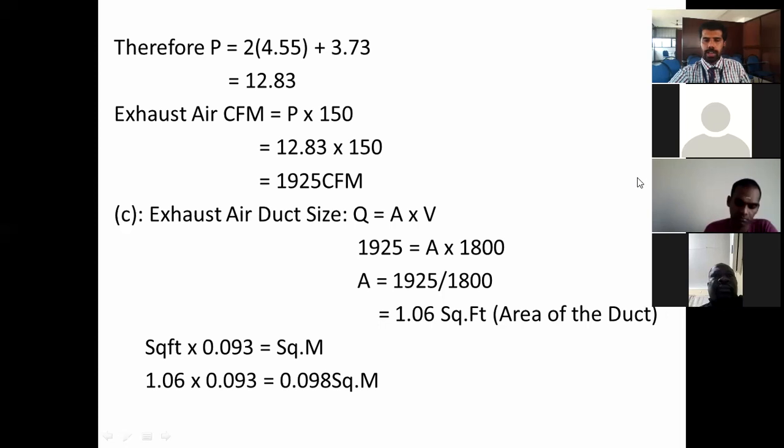From that you can find the area, right? Q is equal to A into V. Q is equal to 1925, A is the area that we have to find out, and V we know already: 1800. This mainly will be getting from the SMACNA guidelines. So divide by this, and you'll be getting the area in square feet. This is the area of the duct.